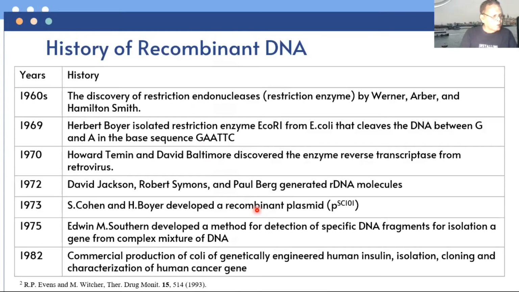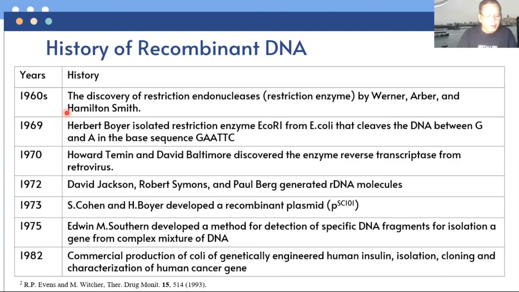This table represents the brief history of recombinant DNA. The first breakthrough of recombinant DNA technology occurred with the discovery of restriction endonuclease, or restriction enzyme, during the late 1960s by Werner Arber and Hamilton Smith.